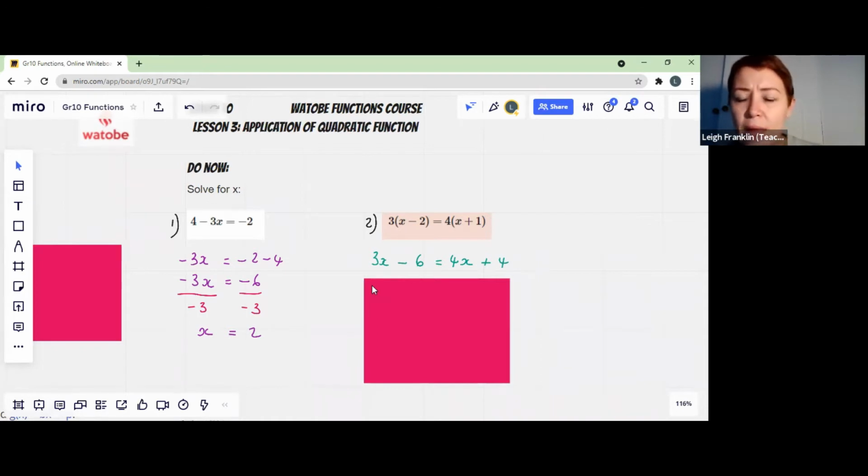Okay. And then on the right-hand side, we're doing exactly the same thing, grade 10s. We're saying 4 times x is 4x, and 4 times 1 is 4. Okay, is everybody happy with that? So that's the distributive law. We're removing the brackets, and now we have 2 terms on the left and 2 terms on the right. What we want to do is collect like terms.